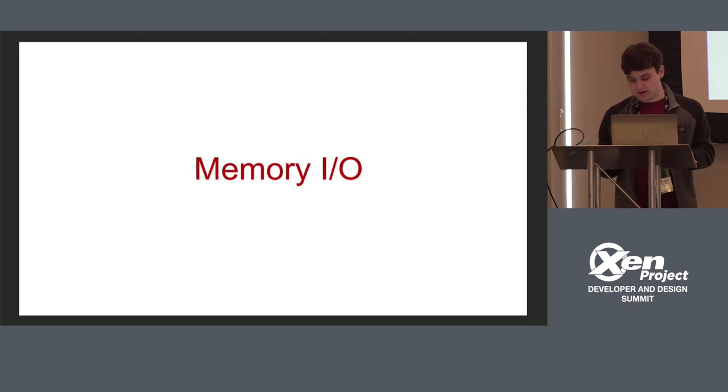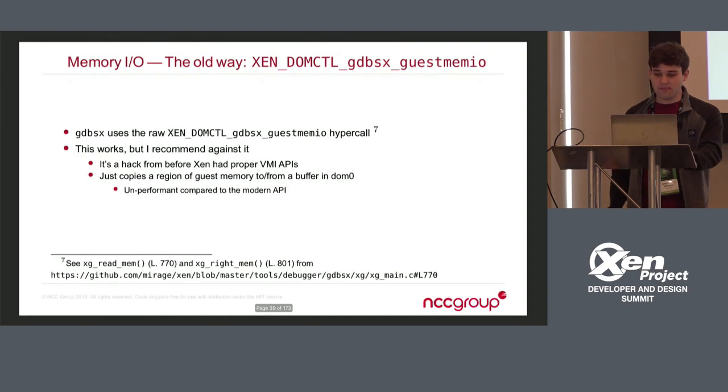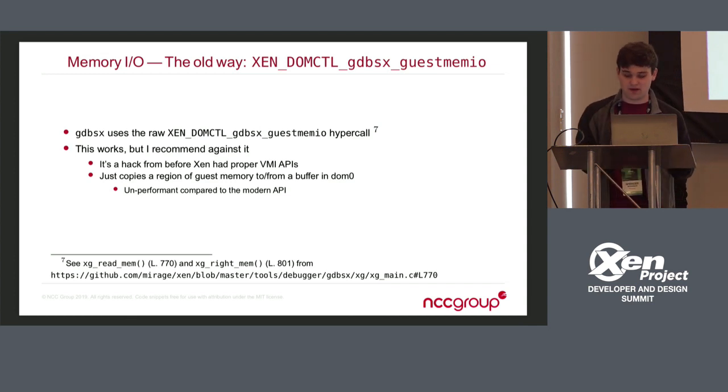Okay, so knowing that, we can talk about memory I/O, which is the easiest, I would say, of all the VMI API operations, because you don't have to really think about whether or not your guest is PV. This is the only PV/HVM agnostic part of the VMI API that I know of. If you look at how GDBSX does memory I/O, it uses the GDBSX-specific DOM control hypercall called xen_domctl_gdbsx_guestmemio, and this will actually work in modern Xen, but I don't recommend you use it.